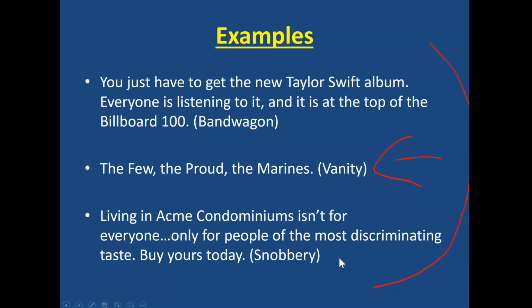Or down here, living in Acme condominiums isn't for everyone, only for people of the most discriminating taste. Buy yours today. Sometimes that's just known as appeal to snobbery, but again, all these are just appeal to people. This is essentially saying, buy your Acme condominium. Why? Because only people of the most discriminating taste choose to live there. So you'll be separating yourselves from the masses by buying one of these condominiums, right? Persuasive, yes. Logically relevant, no.